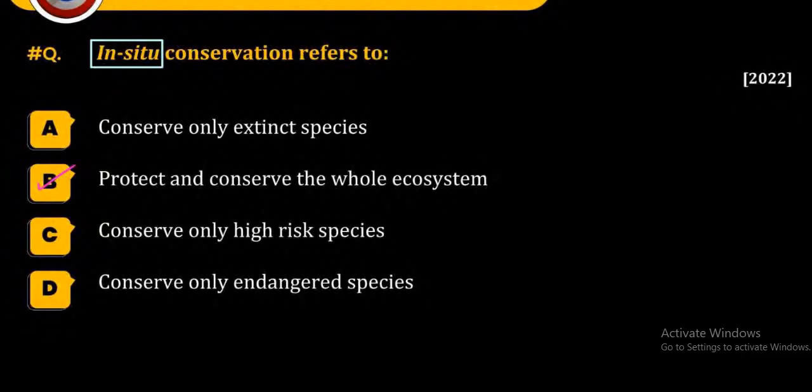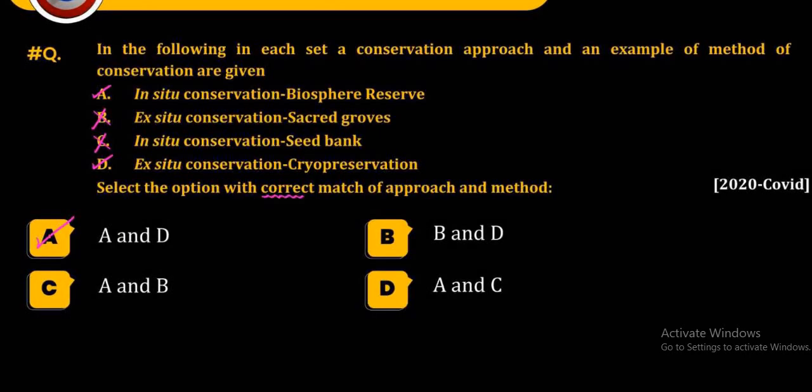Next question. In the following, each set of conservation approach and example of method of conservation are given. A. In situ conservation, biosphere reserve, true. Ex situ conservation, sacred groves, false. In situ conservation, seed bank, false. Ex situ conservation, cryopreservation, true. So option A is correct, A and D.